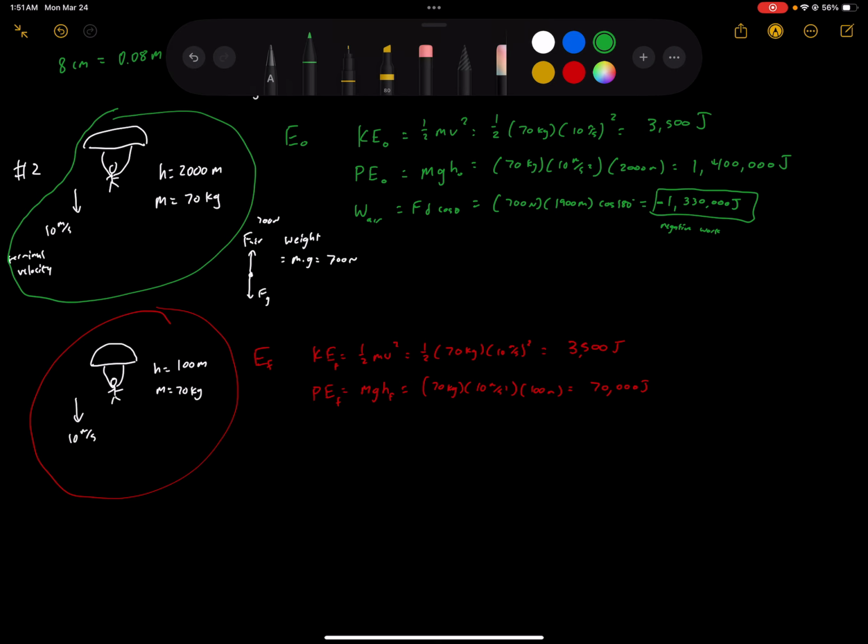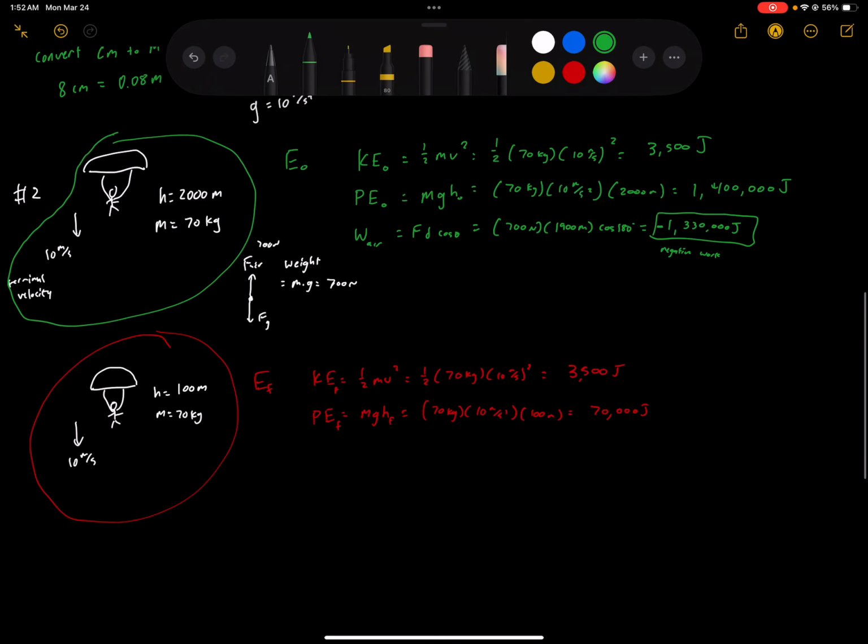You understand that his initial potential energy is 1.33 million joules greater than his final potential energy, and the initial kinetic energy is the same as the final kinetic energy. We know that energy has to be conserved, so whatever energy is missing has to be because of an external work being done on the system. I think that one's simple enough, right? It's just looking at a situation, understanding what equations you need to use, and analyzing the energy of the system.